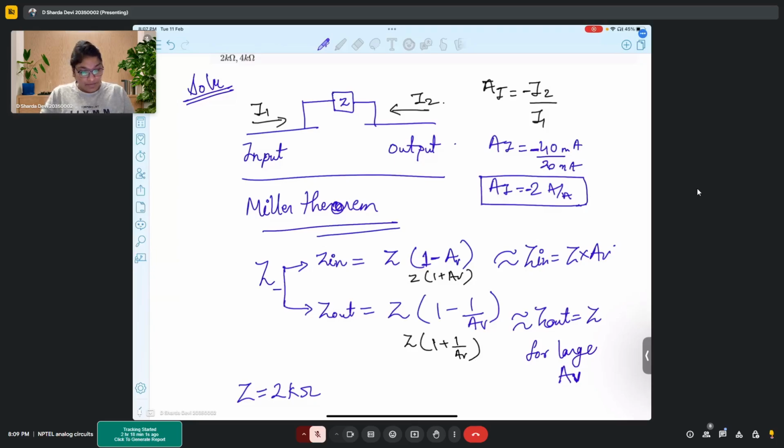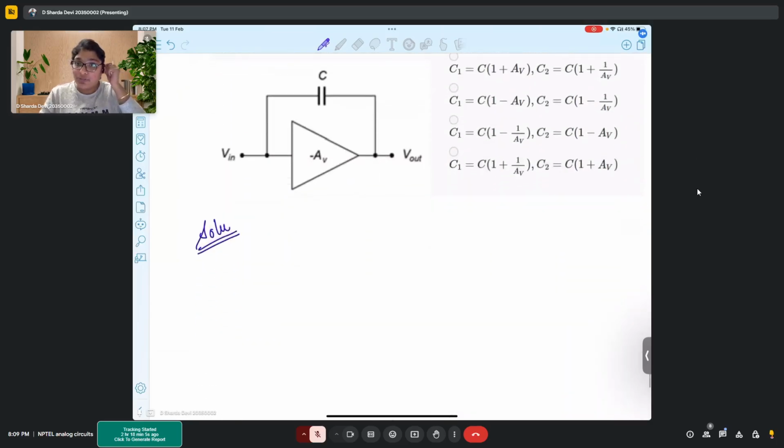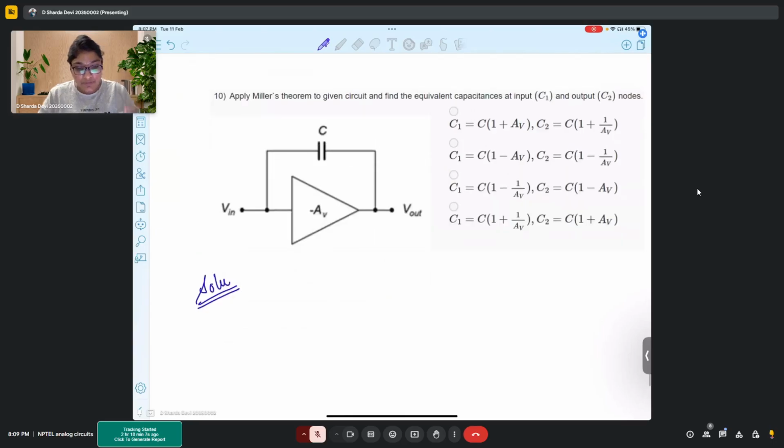So with this, let's move on. This is the final problem for today. In this problem, you have to apply Miller's theorem to find the equivalent capacitance for the given nodes. Here, gain is minus AV. So what will be the Cin value? Cin is C into 1 minus A.